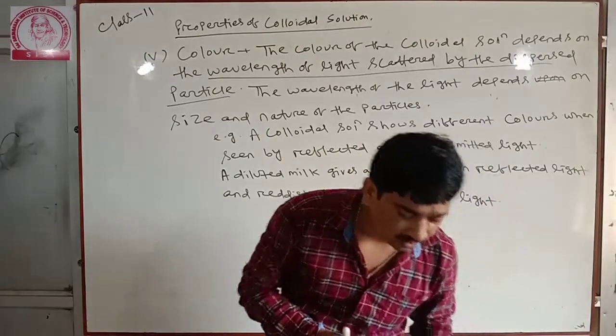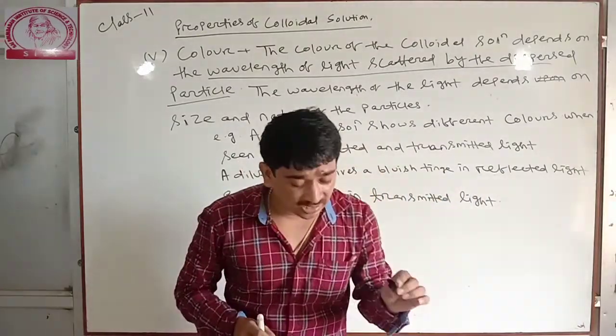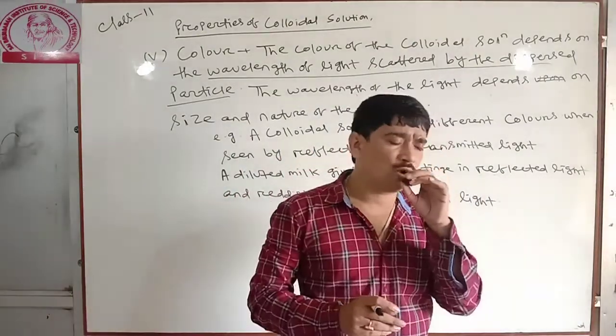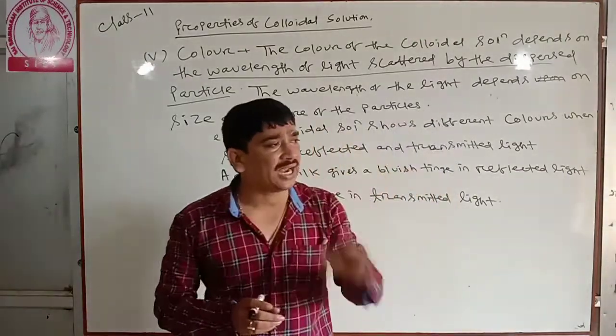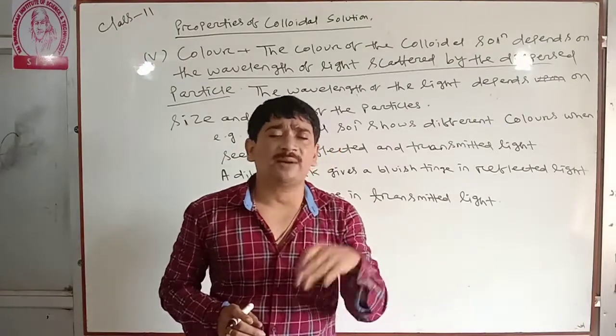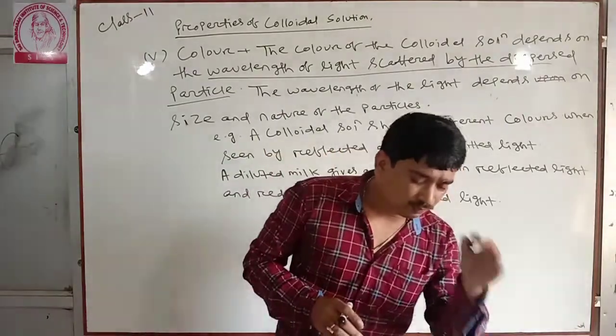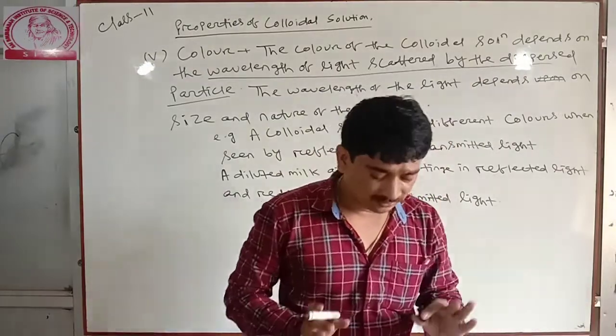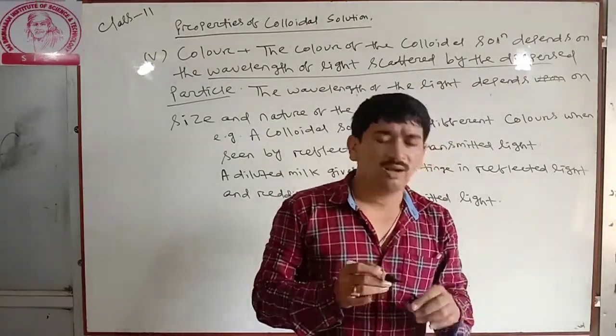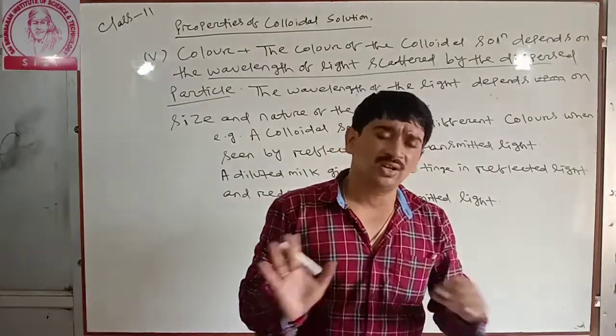If you take gold particles of very fine, very small size, they will absorb red. But when you increase the particle size, the color changes to purple, then blue, and finally golden. Clear? This is all about these properties of colloidal solution.